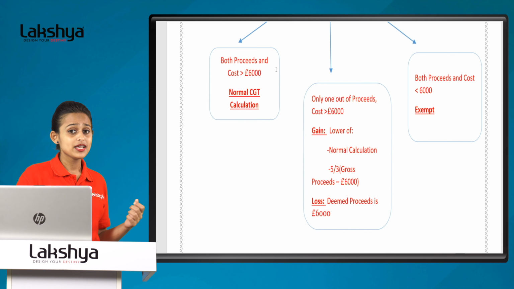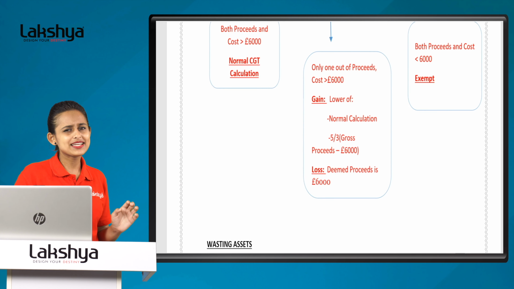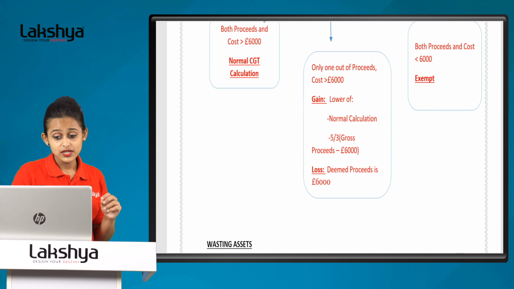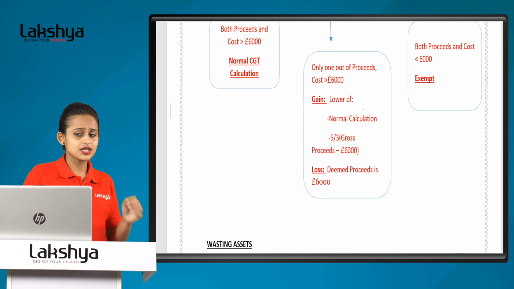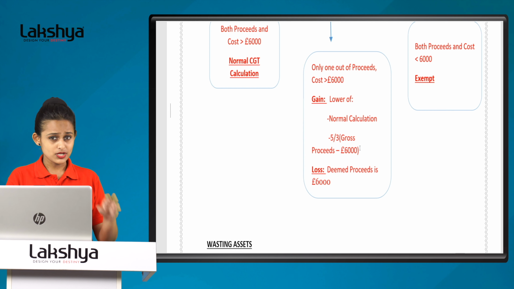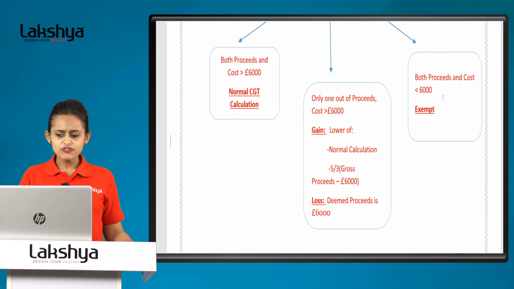As we see there, if it is a gain, when will a gain happen? When the proceeds are greater than the cost. If it is a gain, it is the lower of these both amounts. We will come into that once we start doing the calculations. I will come to that again. But if it is a loss, deemed proceeds is 6,000. I will come back to this again. Now, what if both proceeds and cost are less than 6,000? It is exempt.